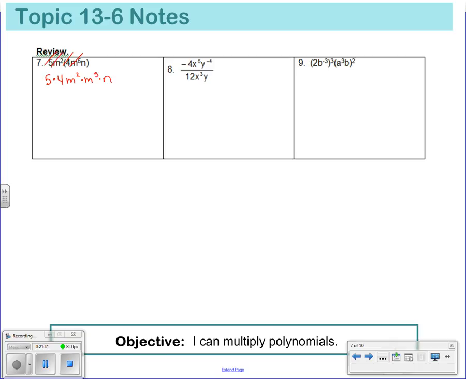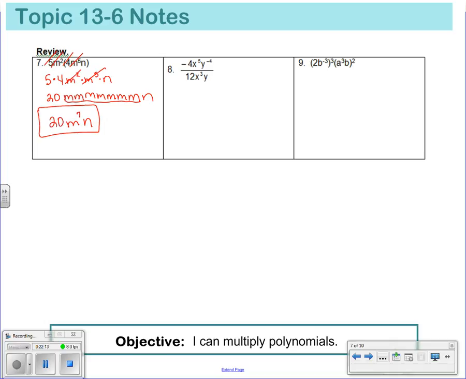So now we can multiply out. 4 times 5 is 20. If I want to show all my work, m squared is m times m. There's 2 of them. m to the 5th is there's 5 of them: 1, 2, 3, 4, 5. And then there's still only one n. Now combining all my m's, we'll count them up and we'll get 7. So m is to the 7th power, and then we have an n left over.